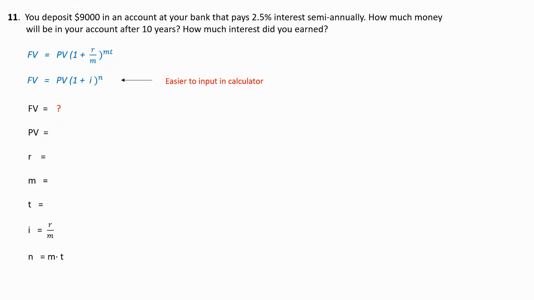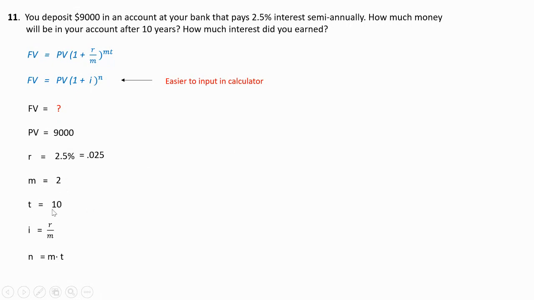The present value is how much was deposited into the account, which was 9,000. My interest rate is 2.5%. We have to convert it to a decimal, so we move the decimal place 2 places to the left, and we drop the symbol. The M is how many times it's compounded, so it says semi-annually, so it's going to be 2. My time is 10. So my I will be R divided by M.